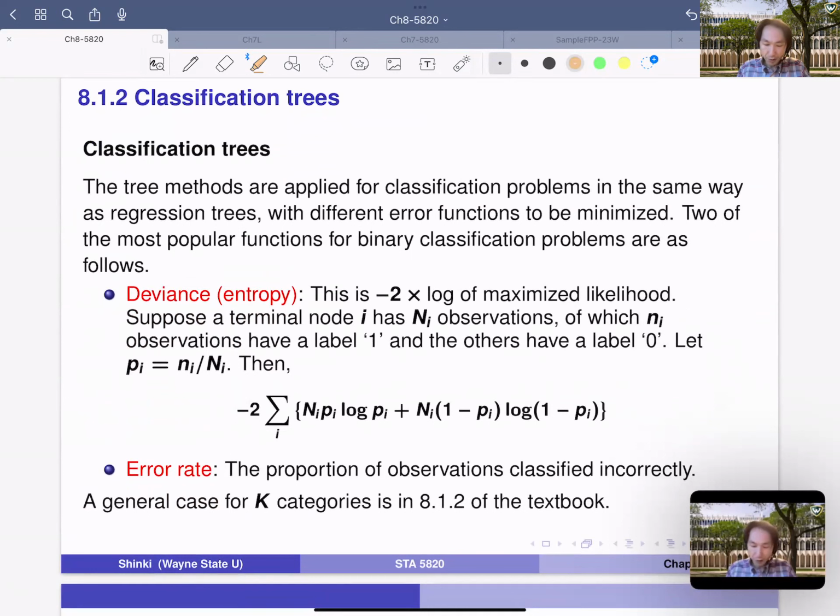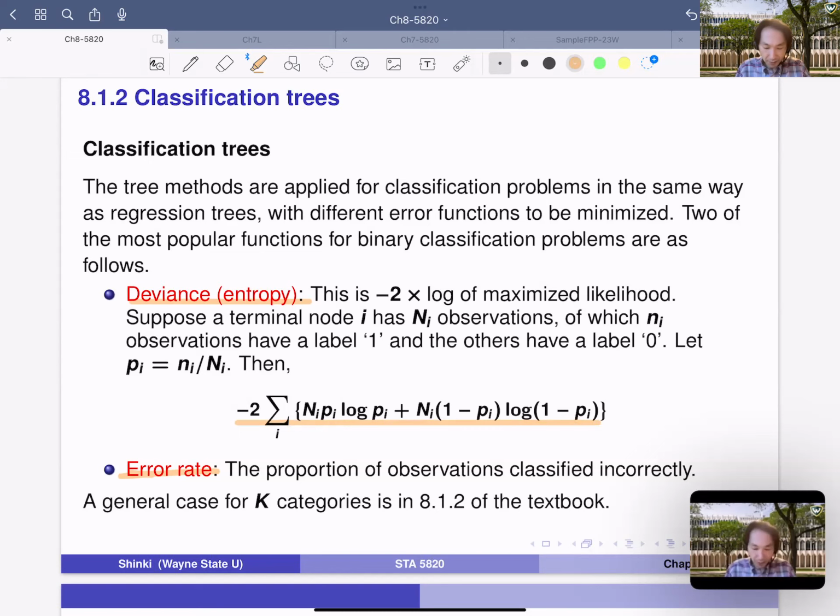And that is for regression, but classification trees are also possible. So the tree methods are applied for classification, and this is almost the same way as the regression. In regression, we minimize the sum of squared errors. In classification, we minimize basically the error rate. Another way is the maximum likelihood method, where we calculate -2 times the log of maximum likelihood and minimize this quantity. And this is described by this.